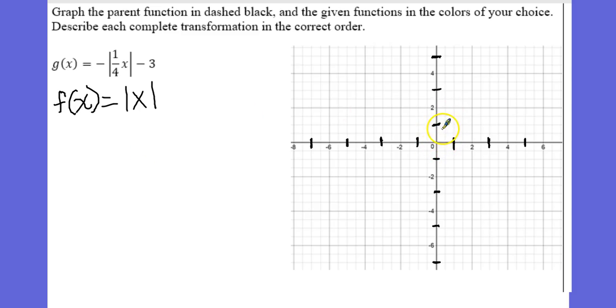So let's graph the parent function. Absolute value of 0 is 0. Absolute value of 1 is 1. Absolute value of 2 is 2. 3 is 3. I think we can just go up to 5 and negative 5. Then graph your parent function in a dashed line.